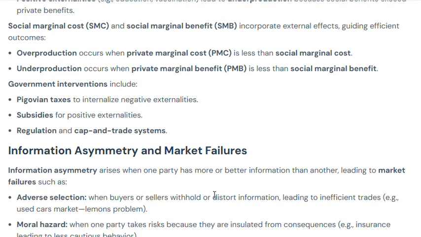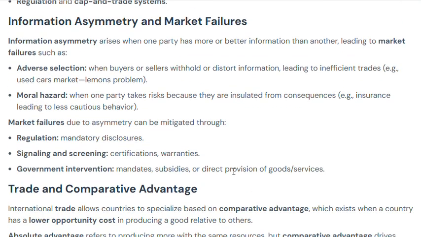Overproduction occurs when private marginal cost is less than social marginal cost. Underproduction occurs when private marginal benefit is less than social marginal benefit. The government interventions include Pigouvian taxes to internalize negative externalities, subsidies for positive externalities, regulation, and cap and trade systems. Information asymmetry and market failures.